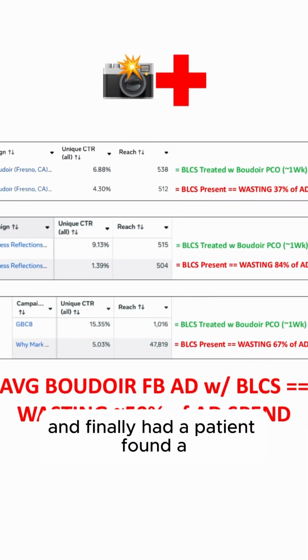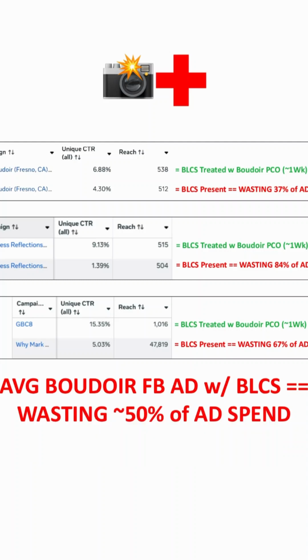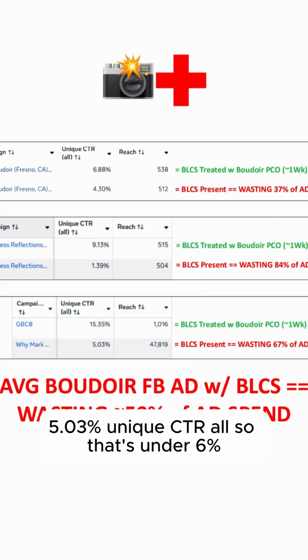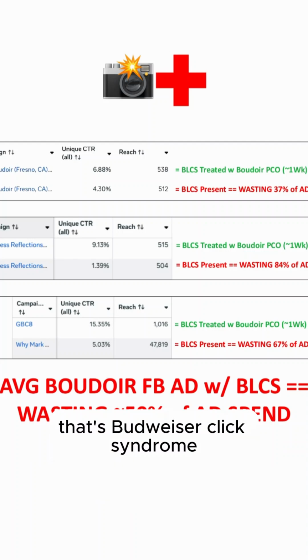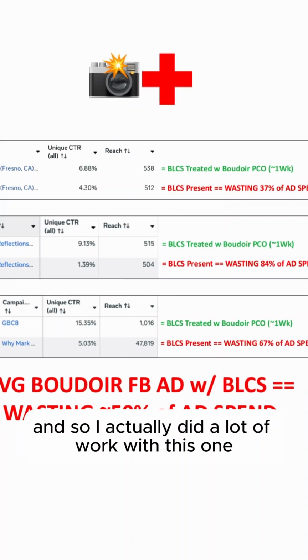And finally, had a patient, found out his Boudoir Facebook ad had BLCS present, 5.03% unique CTR all, so that's under 6%. That's Boudoir low click syndrome. And so actually did a lot of work with this one.